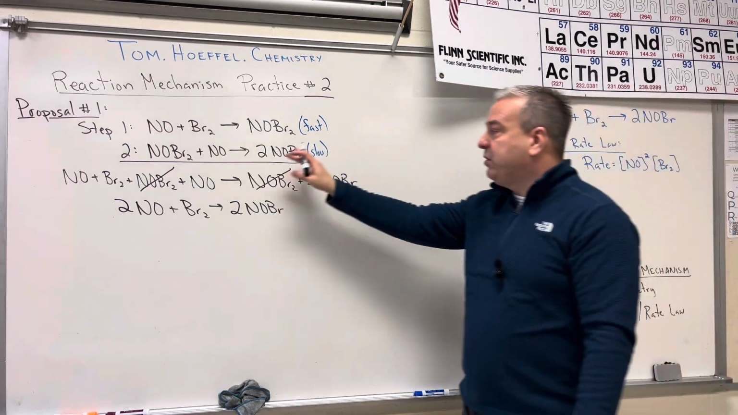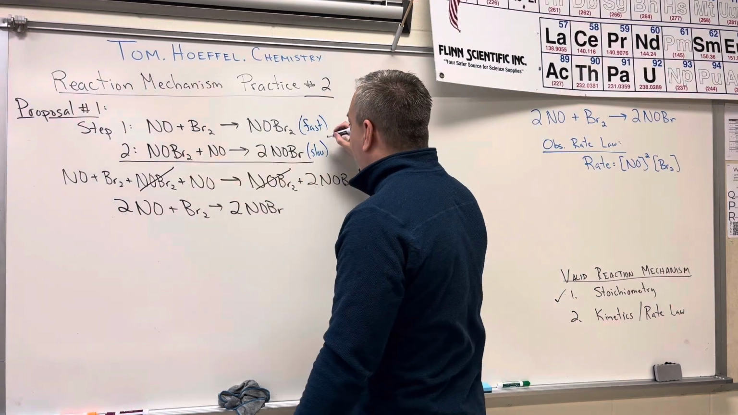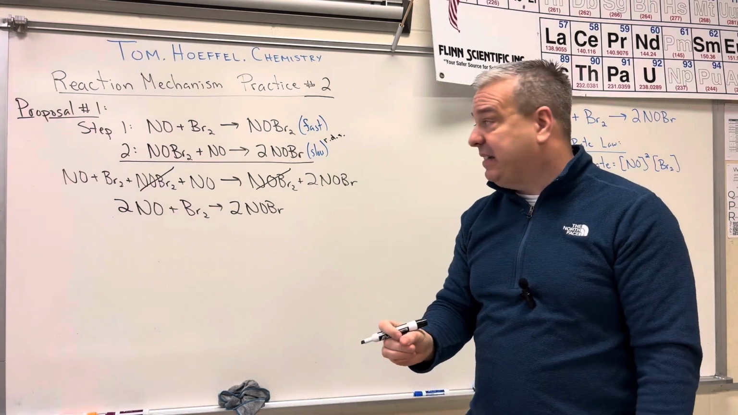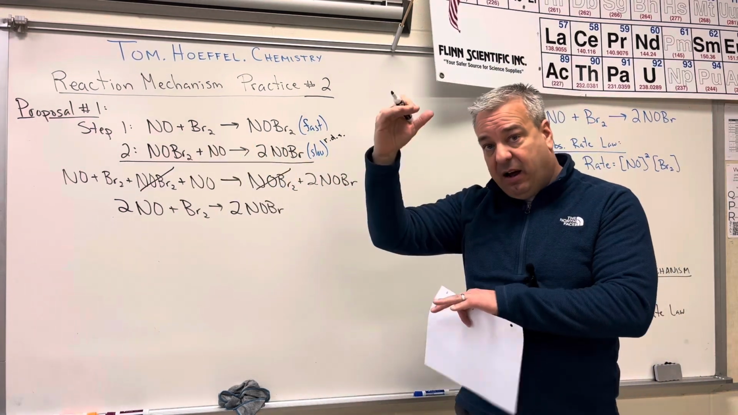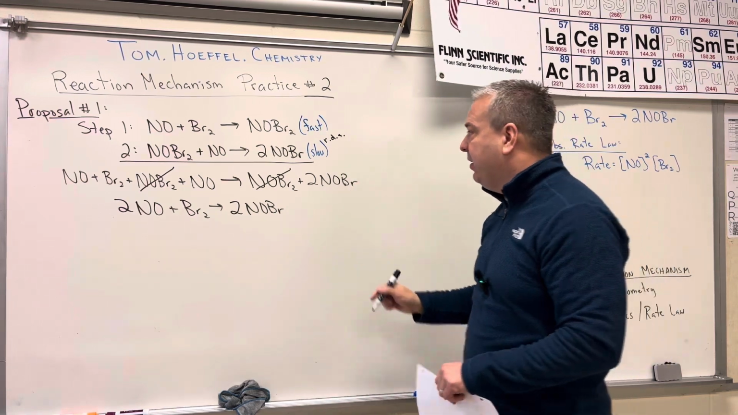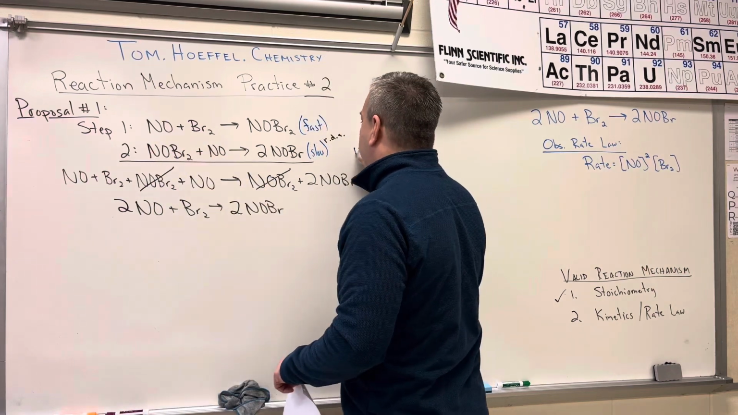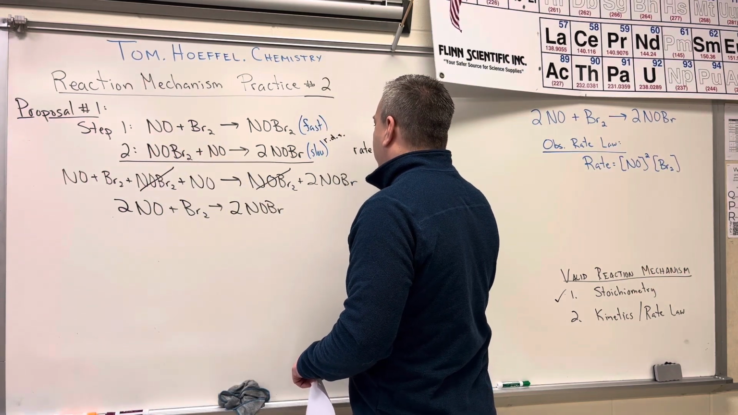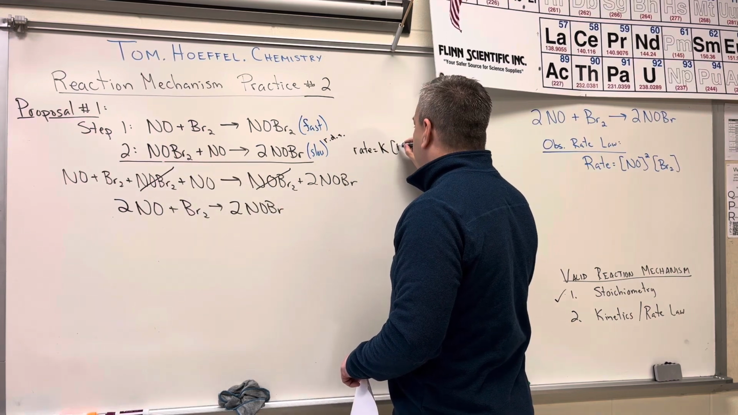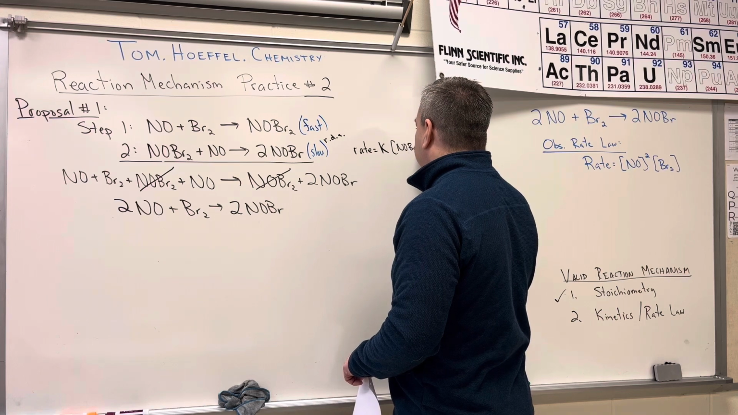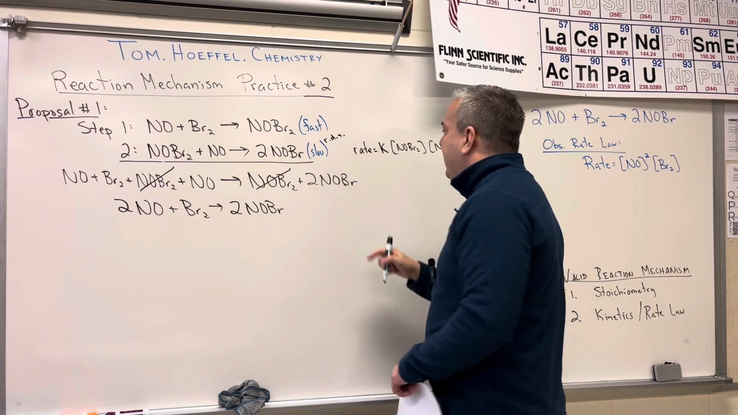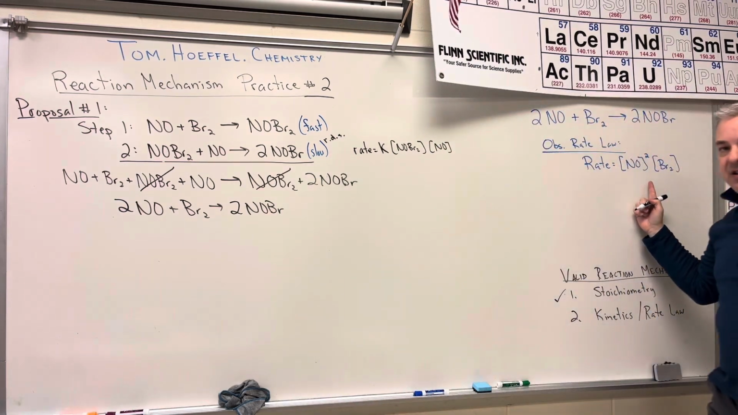Okay, so I'm going to go to my slow step, which is going to be the RDS. And remember, the RDS stands for the rate determining step, because it's the slow step that decides the overall kinetics of the reaction. That's where the bottleneck occurs. And because this is an elementary step, I can simply write the rate law. The rate is equal to K times each of these reactants. So NOBr2 and the NO.